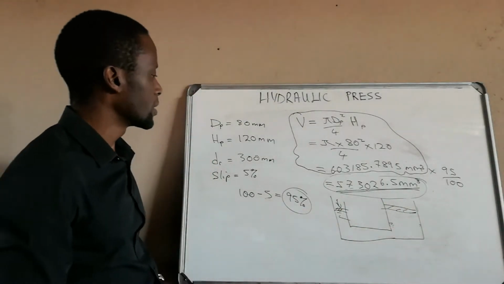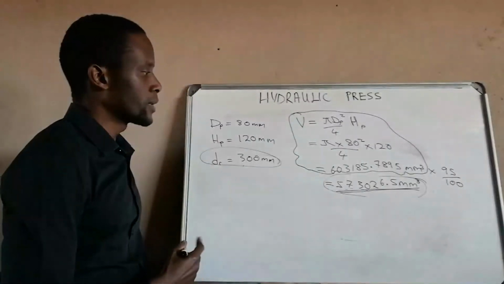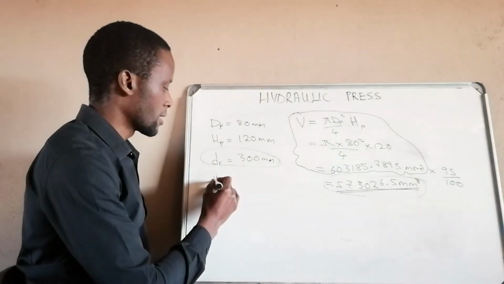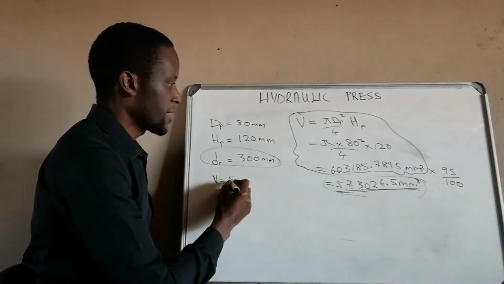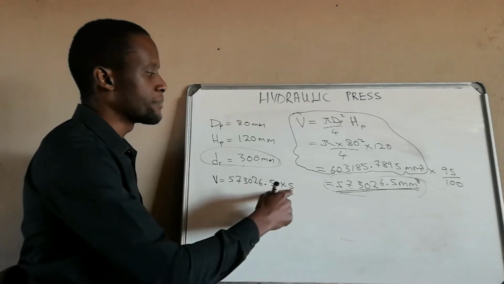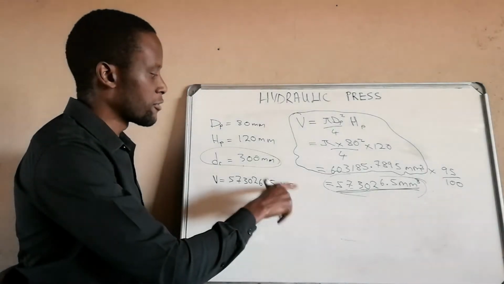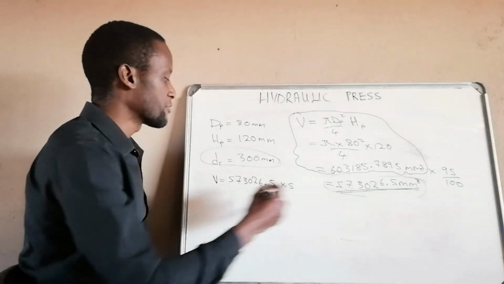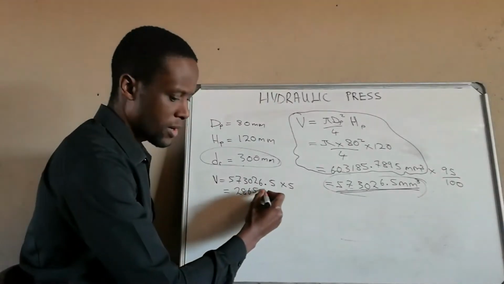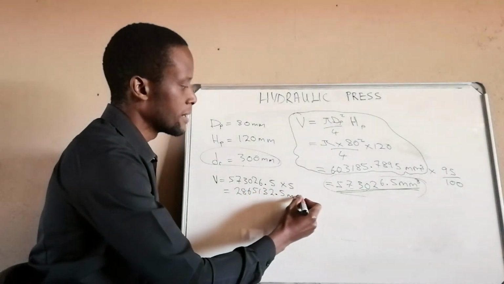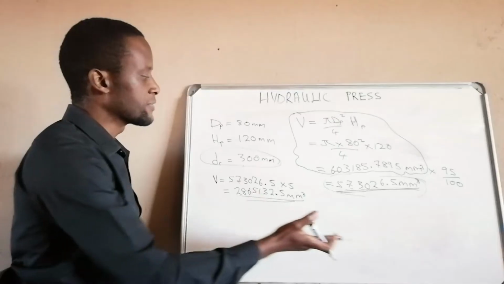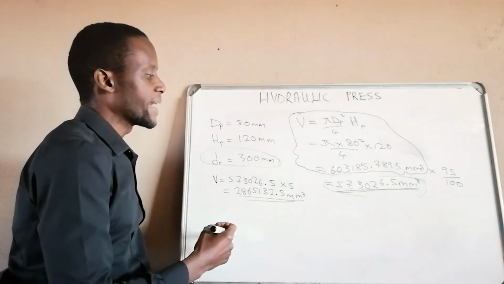So in calculating for the displacement, we are going to take our volume per stroke, 573,026.5, and multiply it by 5, the number of strokes that we have made. We have displaced this amount of liquid 5 times, and if we multiply this by 5, it gives us 2,865,132.5 cubic millimeters. This is the volume that has been displaced 5 times, and this volume will lift our ram upwards to a certain height on the receiving side.